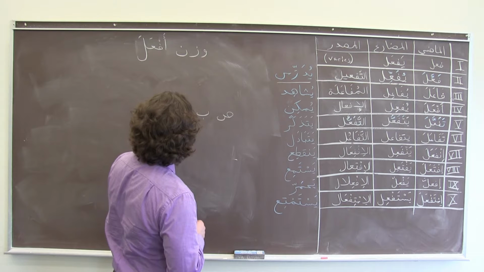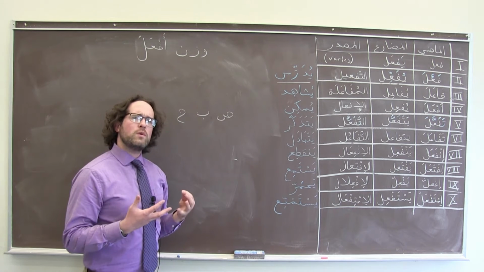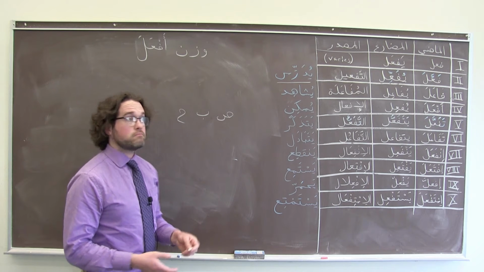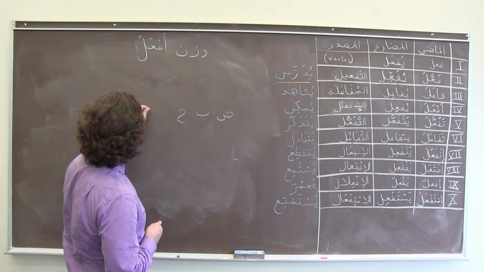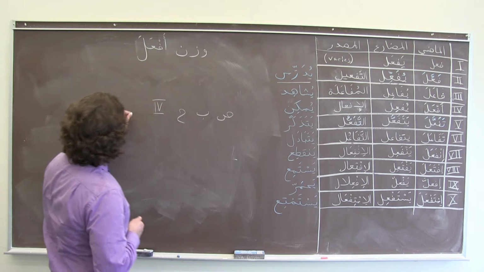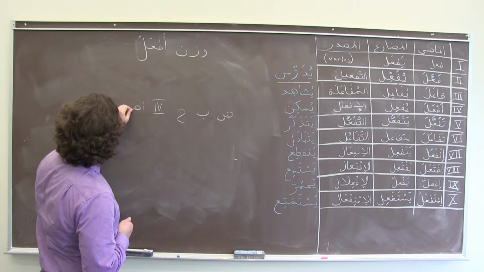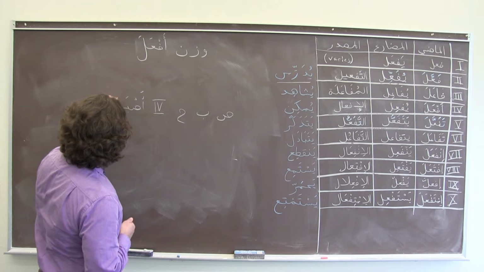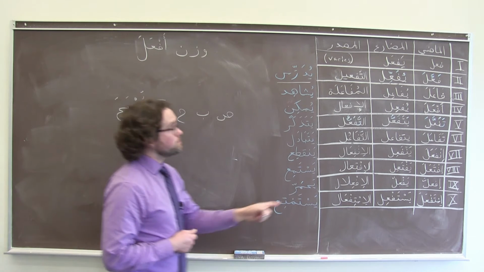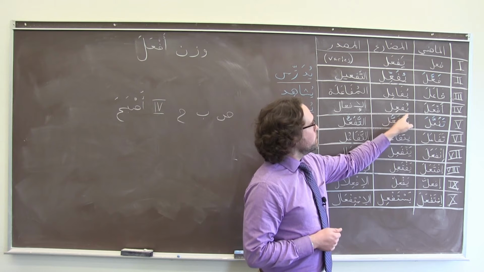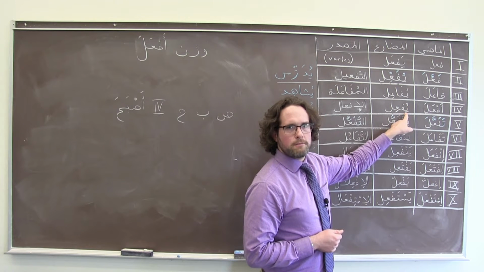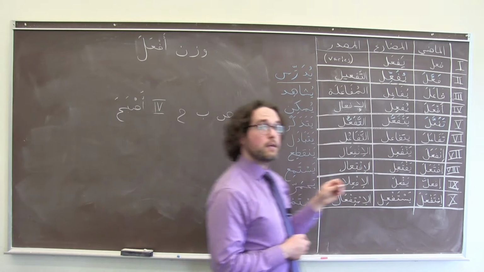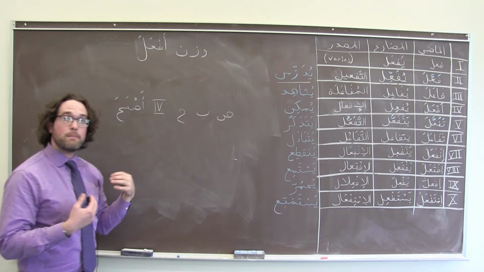So the judr sad, ba, ha, which has to do with mornings, actually turns into a verb for becoming. A very normal verb for become is a form 4 verb. Asbaha in the past tense. And then in the present tense, we add a dhamma to that first letter that's helping us conjugate, and then a kasra to the middle letter of the root. So asbaha, he became.